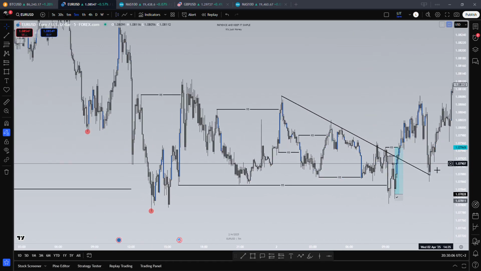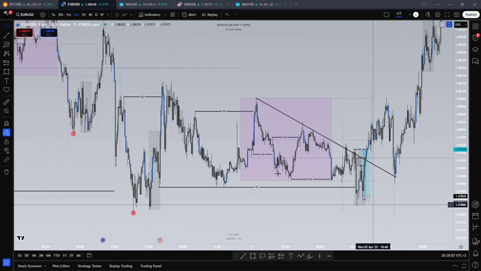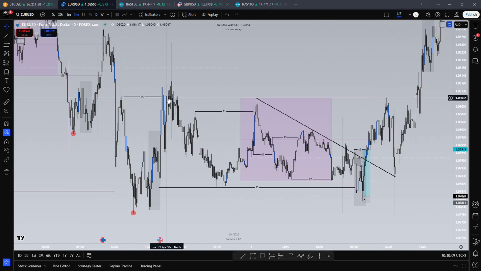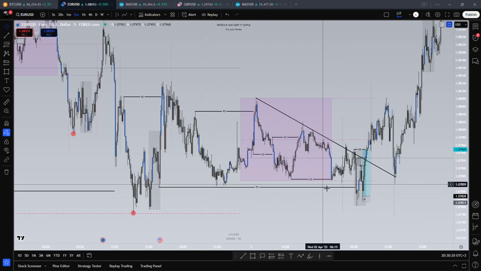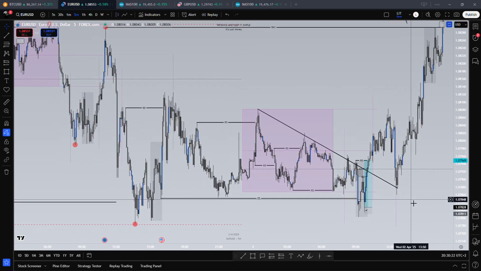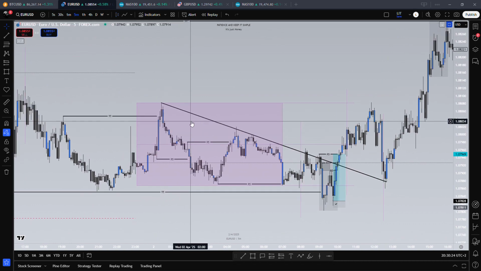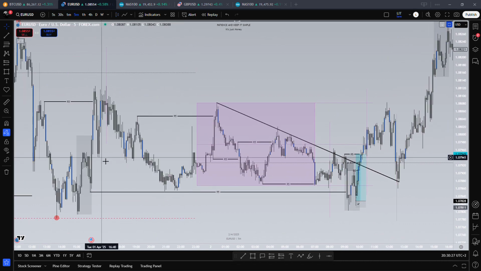Set this, we start the day. As you can see, we had this relevant liquidity on M5 taken here. So my next relevant liquidity was here. We never took this liquidity. We had a lot of liquidity here. And well, we took this liquidity here.